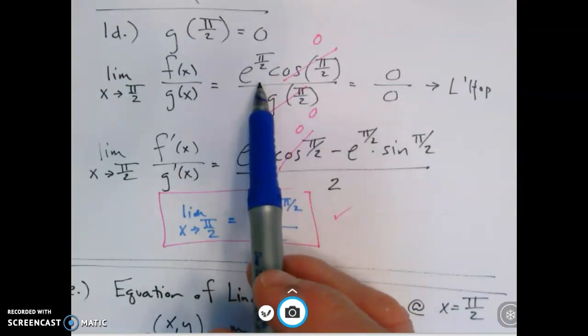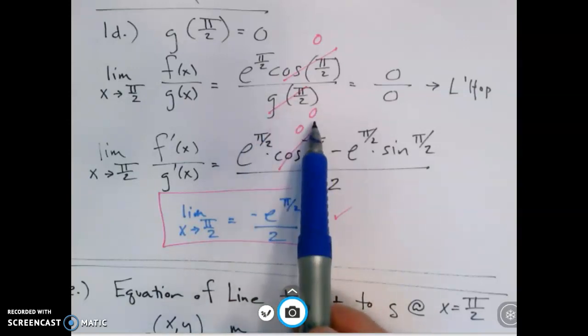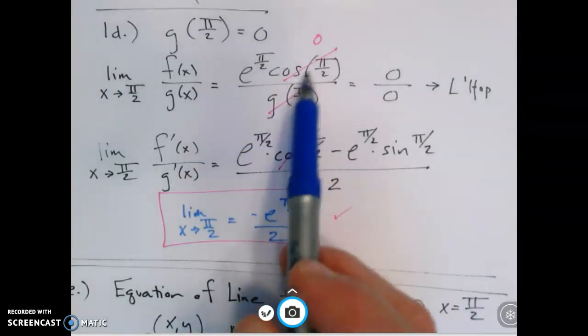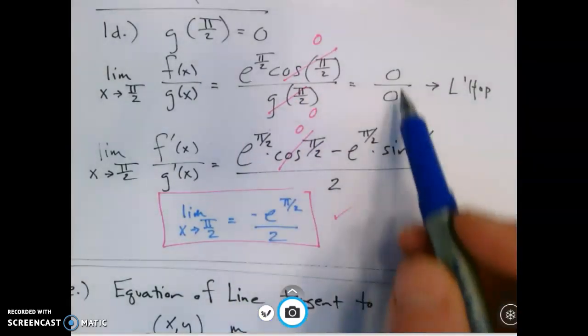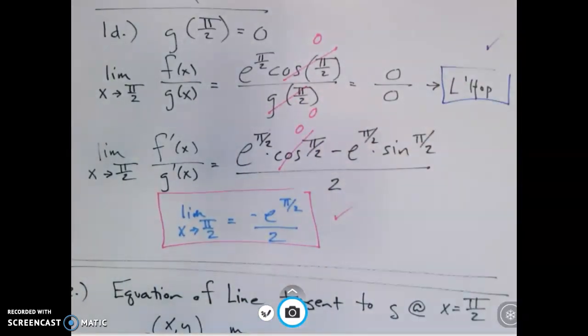Yawning, sorry. So this becomes this over this. Remember, g of pi halves is 0. They gave us that in the very beginning. This works out to be 0 because cosine of pi halves is 0. Therefore, we have 0 over 0. Shockingly, we're going to use L'Hôpital's rule. We're definitely going to have that. It's a strong possibility.